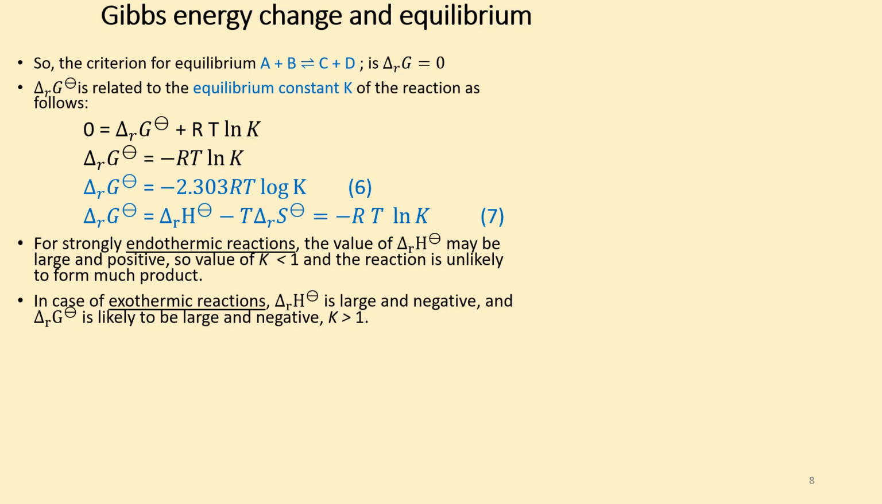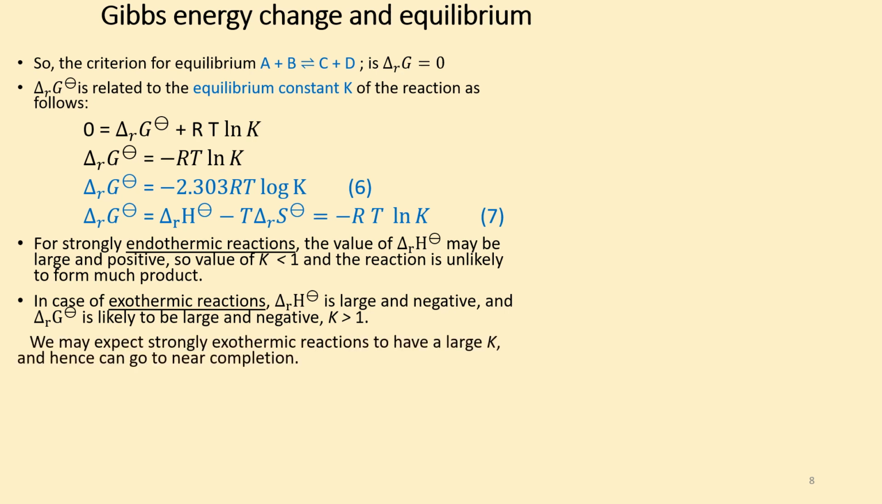In the case of exothermic reactions, ΔrH° is large and negative, and ΔrG° is likely to be large and negative. That is, the value of the equilibrium constant will be greater than 1. We may expect strongly exothermic reactions to have large K and hence go to near completion.